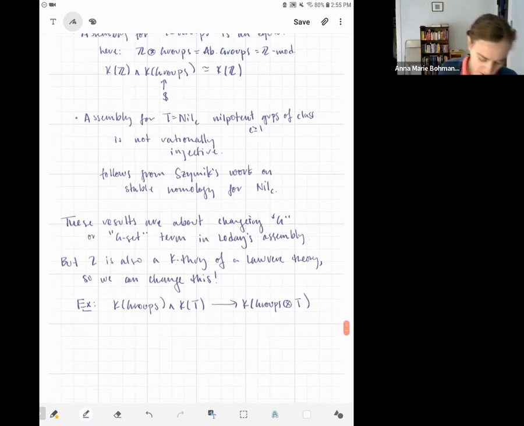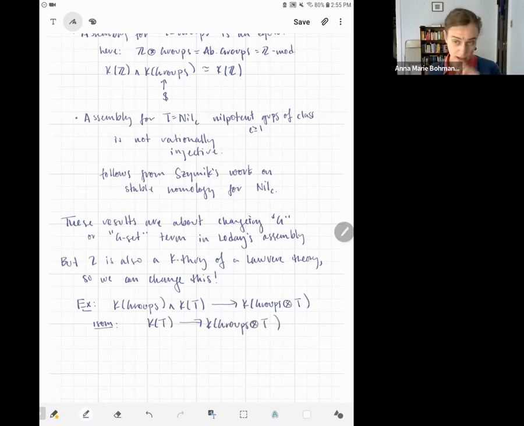And in fact, by Galatius's result, we know what the K theory of groups is. This is just the sphere spectrum. So this is isomorphic to a map coming from the K theory of T to the K theory of groups tensor with T, since by Galatius's result, we know that the K theory of groups themselves is the sphere spectrum.